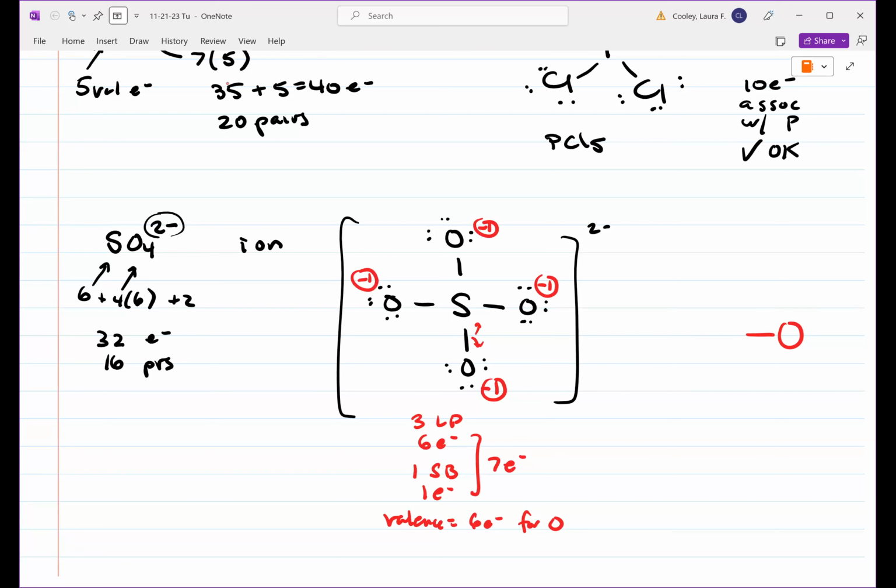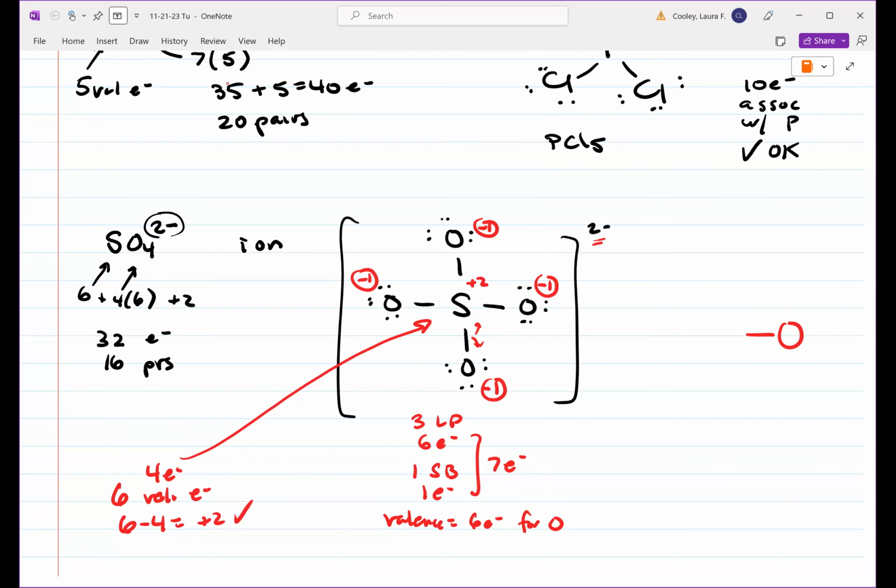So what does that mean the sulfur is going to have, by the way? Yeah, the total has to be -2. So that's going to mean sulfur is +2. Does it make sense for sulfur to be +2? Sulfur has 1 electron from each of these 4 bonds. But sulfur has 6 valence electrons. So 6 minus 4 is +2.